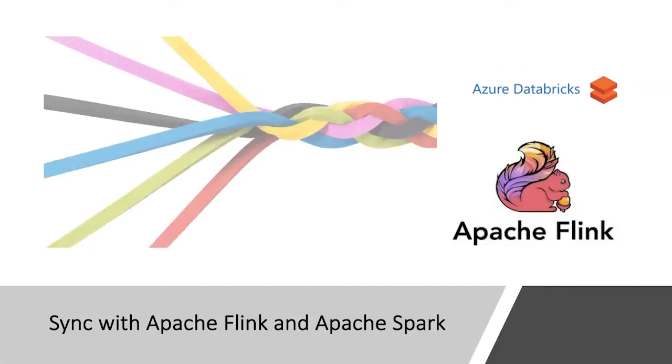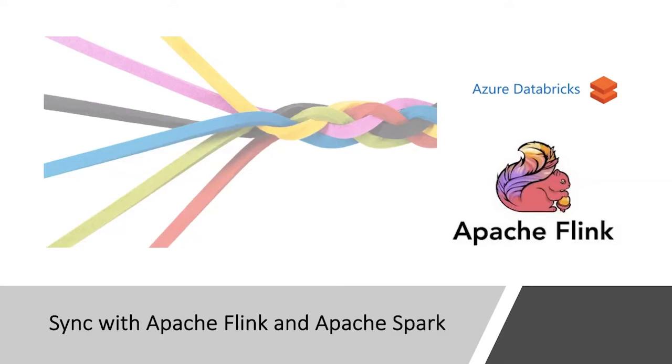So the next thing I want to talk about is certain batch workloads. Sometimes you may have historical data and you want to use Apache Flink, or you want to use Spark through Azure Databricks to refine the data, to merge multiple historical data together. And then once that is processed, you can now push that into Elasticsearch.